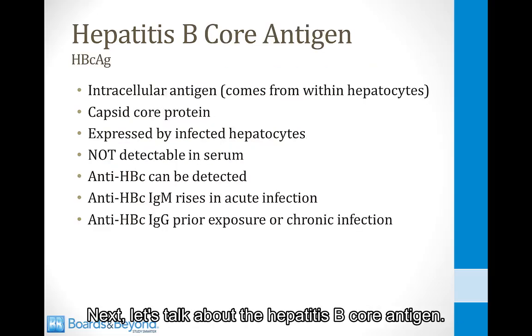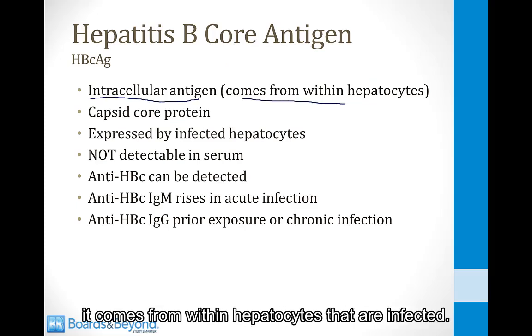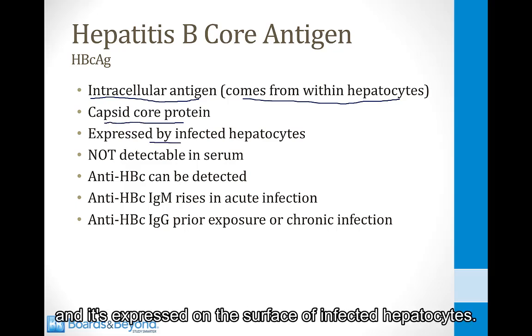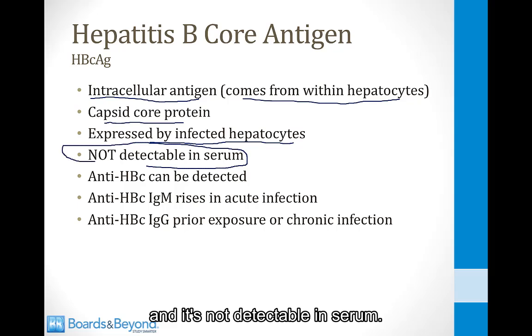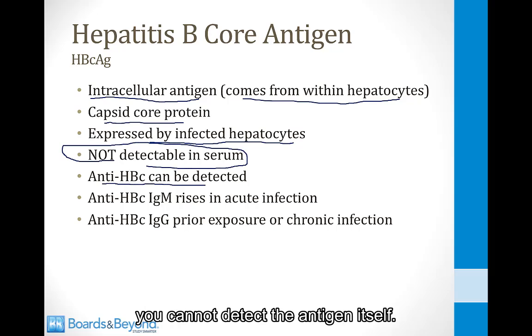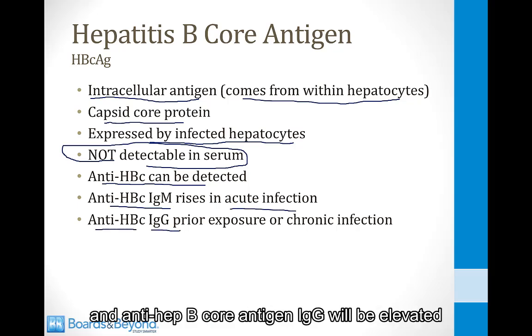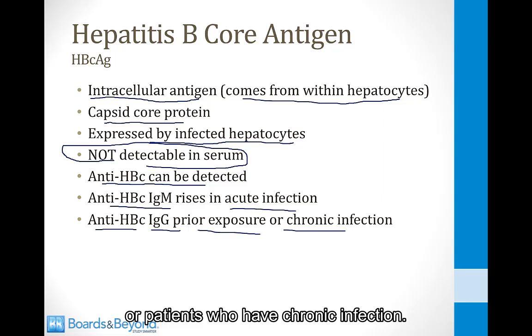Next, let's talk about the hepatitis B core antigen. This is an intracellular antigen. It comes from within hepatocytes that are infected. It's a capsid core protein, and it's expressed on the surface of infected hepatocytes. But very importantly, it doesn't get into the plasma, and it's not detectable in serum. You can only detect antibodies to the Hep B core antigen. You cannot detect the antigen itself. Anti-Hep B core antigen IgM rises in acute infection, and anti-Hep B core antigen IgG will be elevated in patients who have had a prior exposure or patients who have chronic infection.